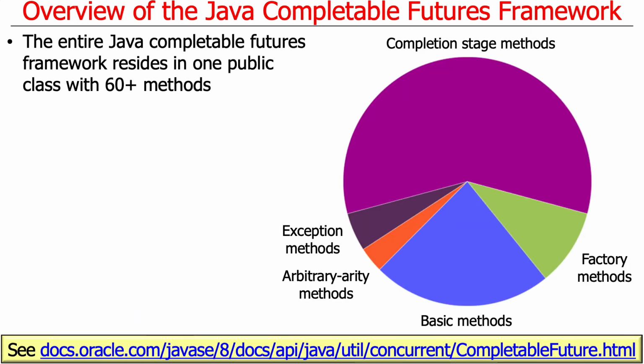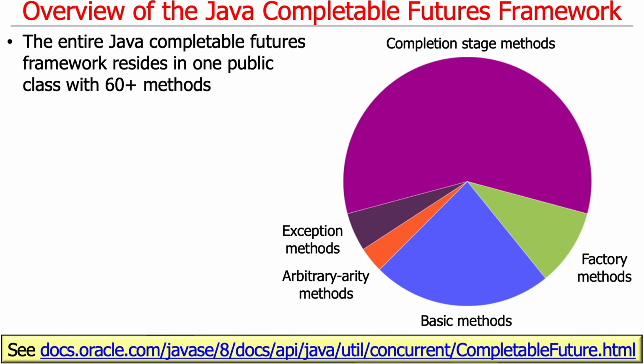So it's not just a good idea, it's the law, right? So Amdahl's law. Now, the Java Completable Futures framework resides in one public class with a ridiculously large number of methods. There's like 60 plus methods, and they keep adding new ones all the time. And I've made your life a little easier by grouping the methods together according to their category.